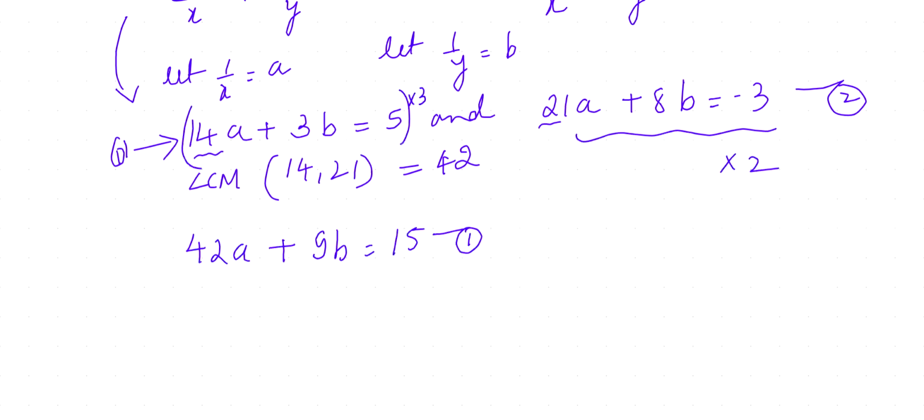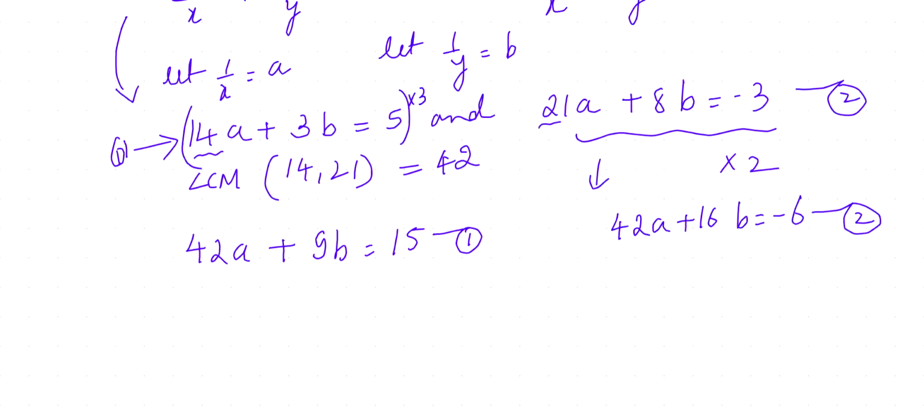So equation 1 is multiplied with 3 to get 42a plus 9b is 15. Equation 2 I'll multiply with 2. So what will I get? 21 2s are 42a plus 16b is equal to negative 6. That is the equation 2. You can call them 3 and 4 also, but you can leave them as 1 and 2 because we are going to solve them now.